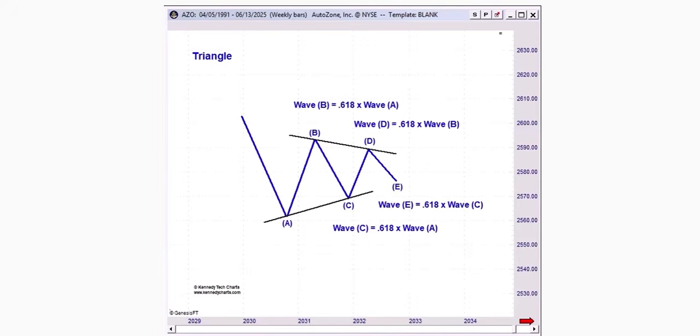So how far does wave B travel? Well, typically a 618 multiple or 618 retracement of wave A. How about wave C? Well, wave C typically equals a 618 multiple of wave A. Wave D equals a 618 multiple of wave B, and wave E equals a 618 multiple of wave C. Again, very simple to actually remember.